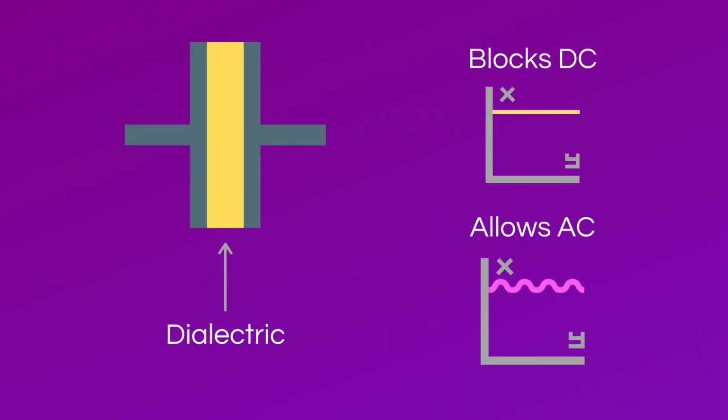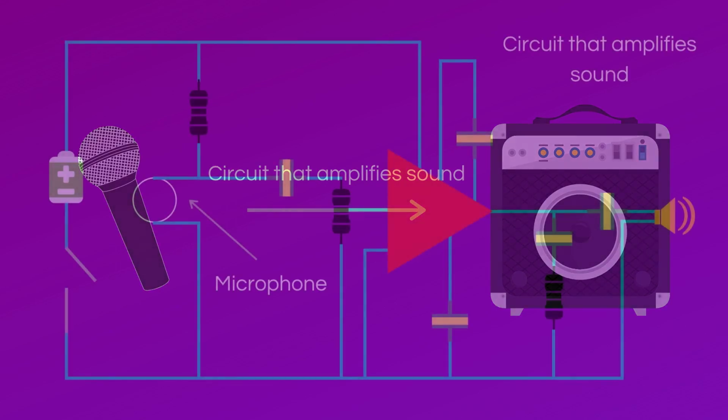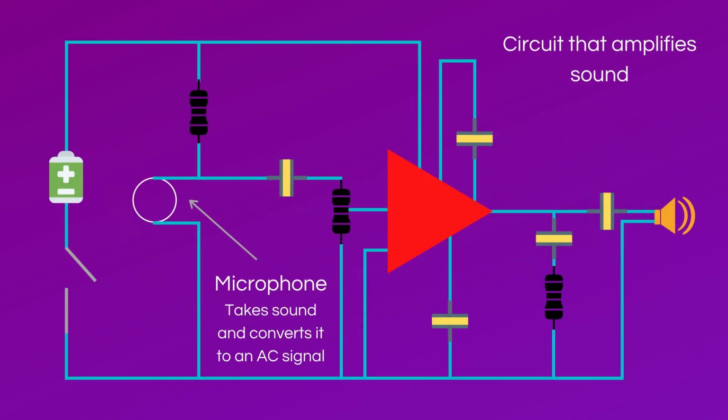As discussed earlier, the dielectric in the capacitor blocks current from going through the capacitor. That is only partially true. It blocks DC current while allowing AC current through the circuit. This is a very useful principle about capacitors to know because it can be applied in circuits. For example, you have a circuit that takes a sound signal from a microphone and amplifies it. The microphone takes the sound signal and converts it to an AC signal.